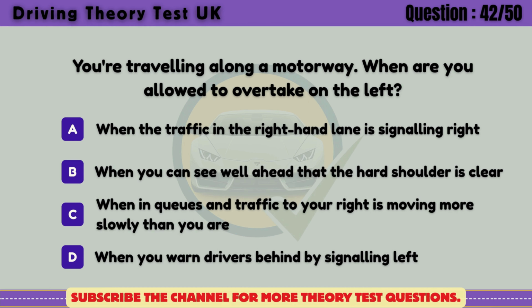Question 42. You're traveling along a motorway. When are you allowed to overtake on the left? Option A. When the traffic in the right-hand lane is signaling right. B. When you can see well ahead that the hard shoulder is clear. C. When in queues and traffic to your right is moving more slowly than you are. D. When you warn drivers behind by signaling left.